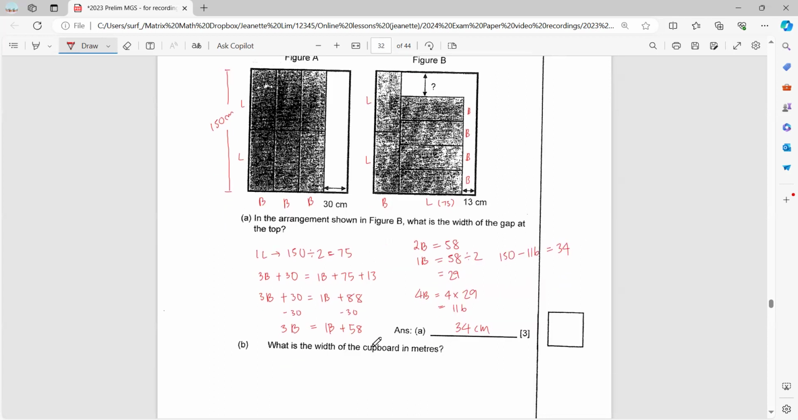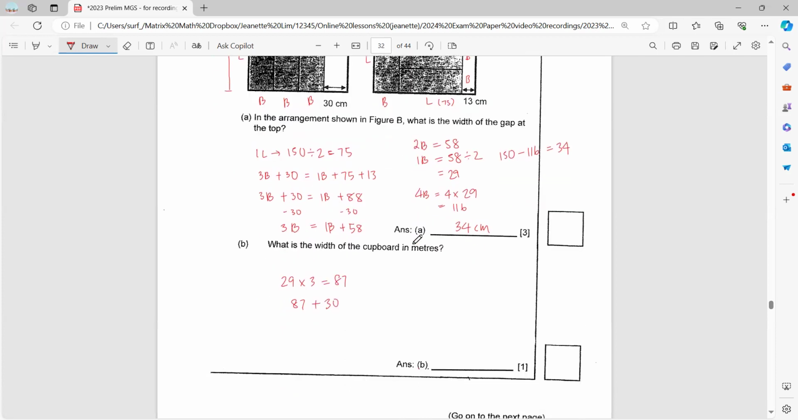Next, what is the width of the cupboard in meters? The width of the cupboard is 3 of B plus 30. B is 29, so 29 times 3, then add 30, which is 117. Now they want it in meters, and what we have is in cm, so we need to do a conversion: 1.17 meters.